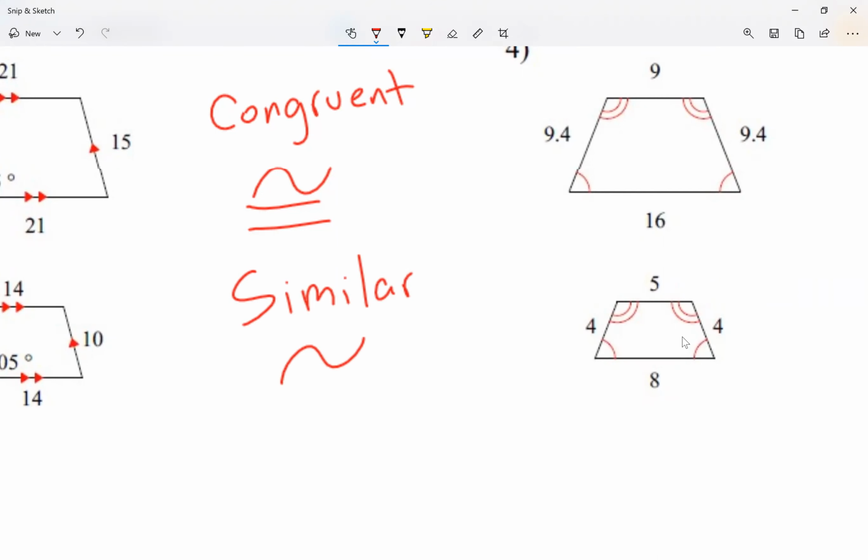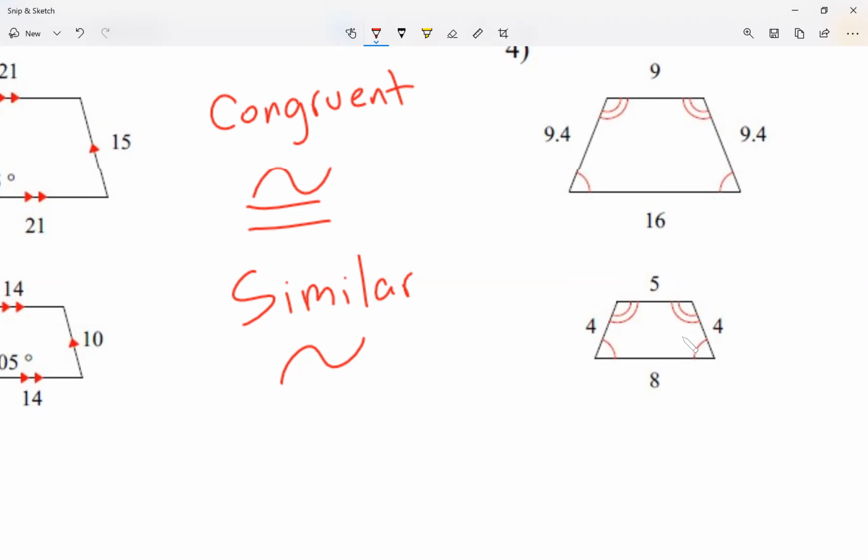So similar, what it means is same shape. We don't care about the size, just the same shape. Kind of like the movies, right? You guys have gone to the movies. At the very front of the movie theater, there's a big screen. But if you look on the very back, there's a tiny screen, right? And it's the same shape, just different sizes. That's what we call similar.